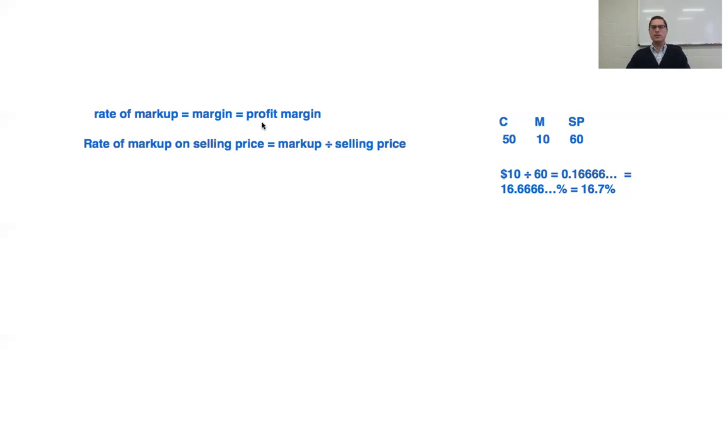Your profit margin is an extremely important number when you have a business where you're selling something. Now, this example here has shown the rate of markup on the selling price. It's probably a little more common, I think, to show the rate of markup on cost.